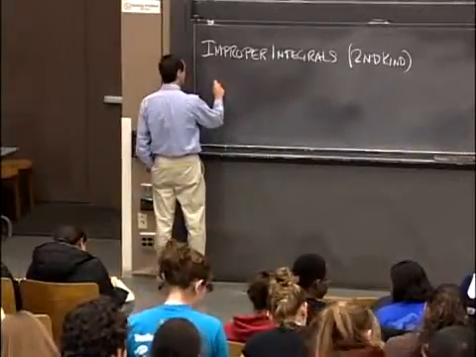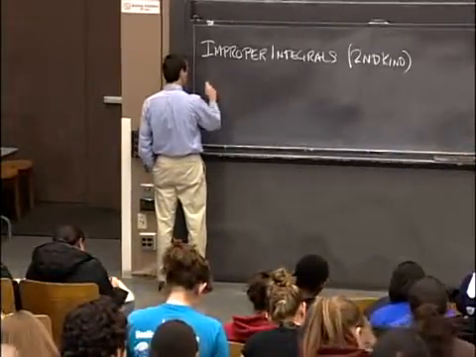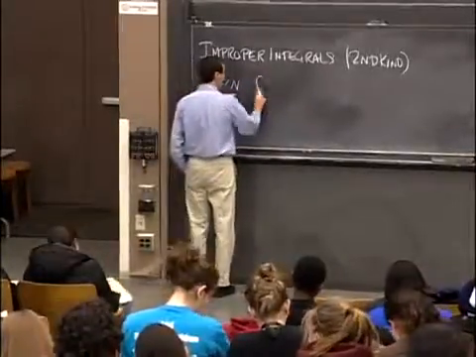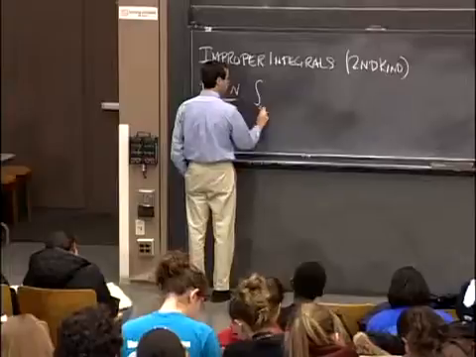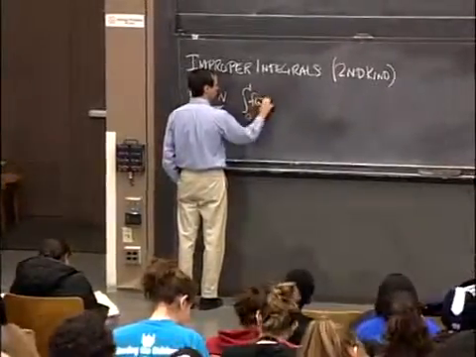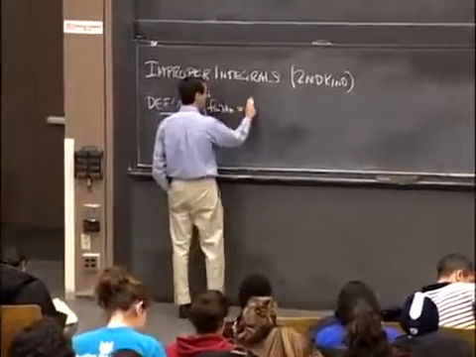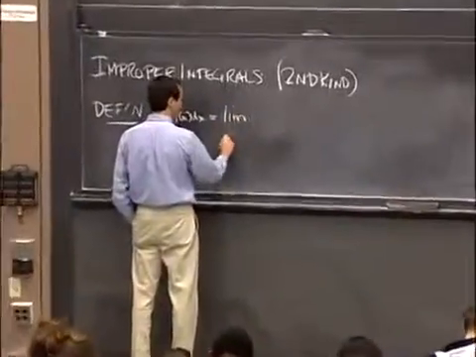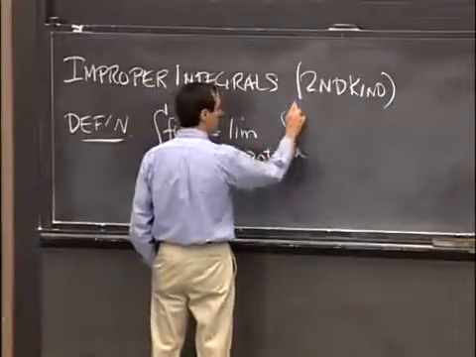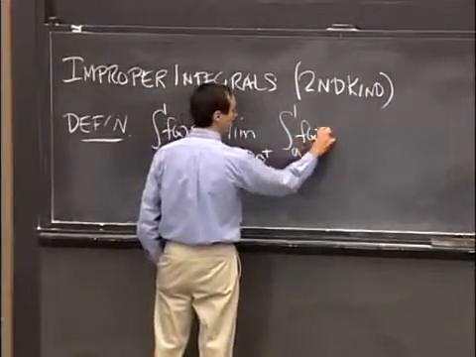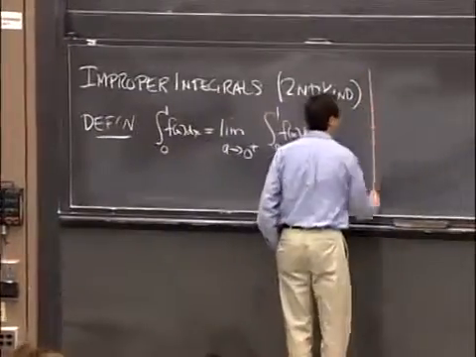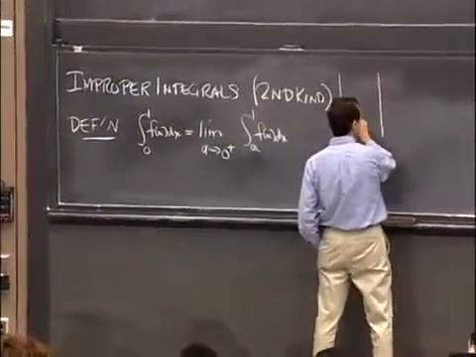Now, that would be something like this. So here's the definition, if you like. Same sort of thing as we did when the singularity was an infinity. So if you have the integral from 0 to 1 of f of x, this is going to be the same thing as the limit as a goes to 0 from above of the integral from a to 1 of f of x dx.